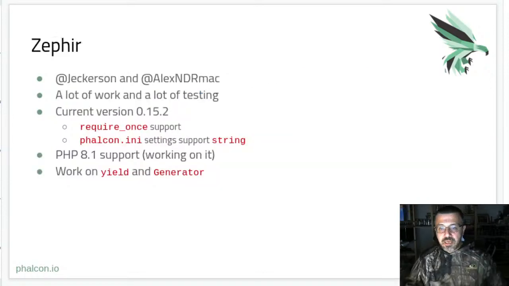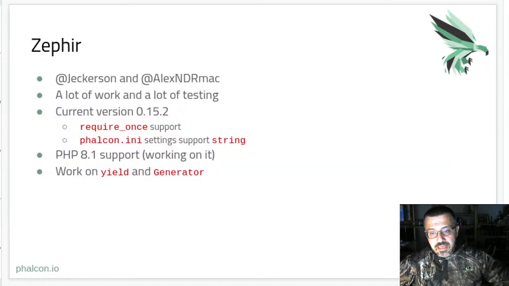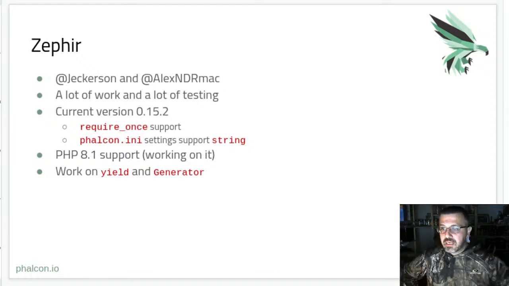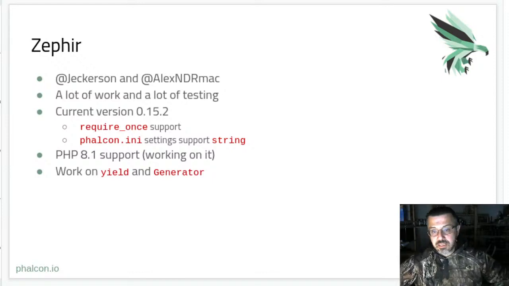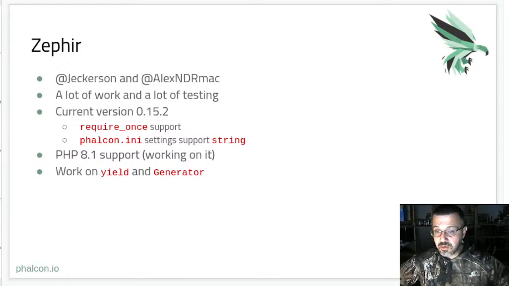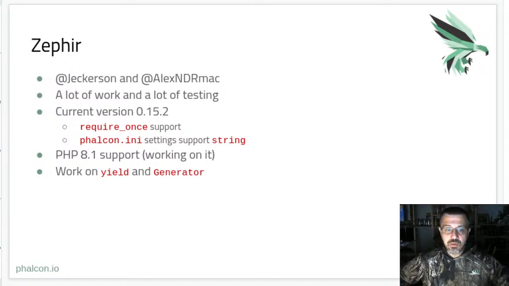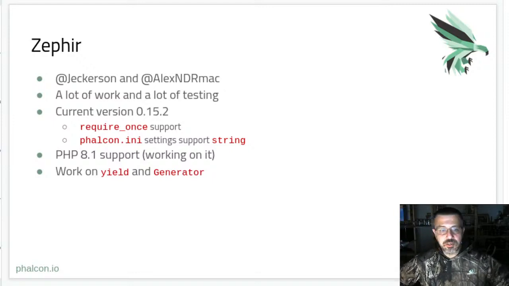All right, for Zephyr, of course, Anton Sergeyev and Alex Dimark have been leading the effort in Zephyr. We have released quite a few versions since our last hangout. A lot of work, a lot of testing. The current version is 0.15.2. And the two notable changes that got in were that it now supports require_once, which was really helpful to fix a side issue. You couldn't necessarily call it a bug, but it was something that was causing grief for the community.